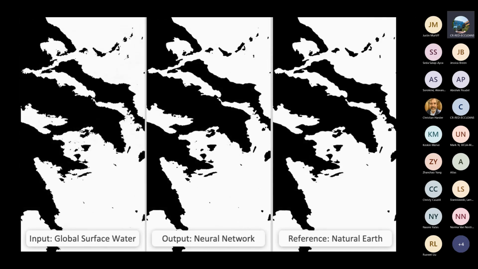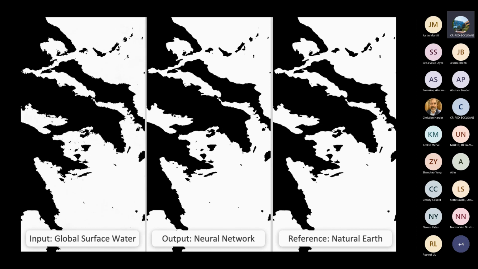Here is a more detailed view. On the left side, we have the input global surface water dataset. So that's the detailed input. At the center, we have the output, which is the output of our neural network. And on the right side, we have the Natural Earth dataset that we use in this case as a reference dataset to verify, to visually evaluate our results.